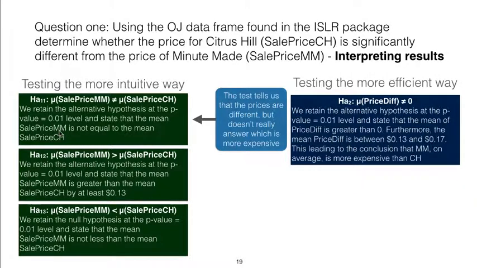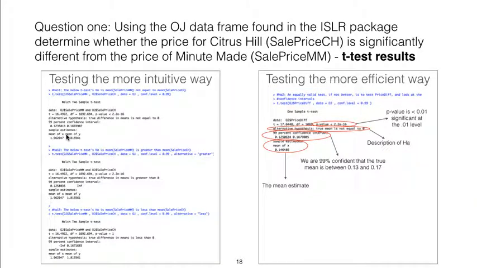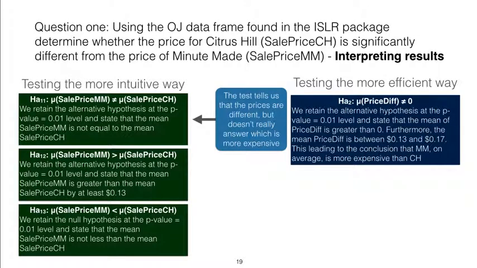And that the mean is not equal to the mean of Citrus Hill. Okay? Fine. This test tells us that the prices are different, but doesn't really answer which is more expensive. Well, again, you can probably see which one is more expensive here in the confidence intervals. But again, you weren't testing that one was more expensive than the other.